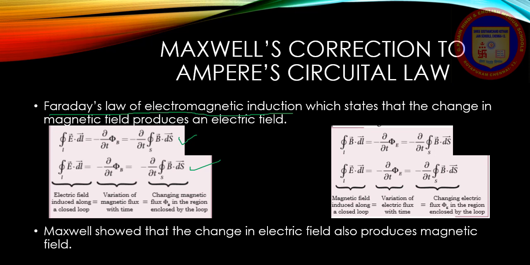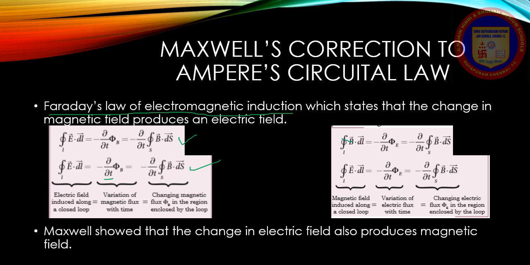Here phi B is the magnetic flux and dou by dou t is the partial derivative with respect to time. So the equation gives that the electric field E is induced along a closed loop by a changing magnetic flux phi B in the region enclosed by the loop.